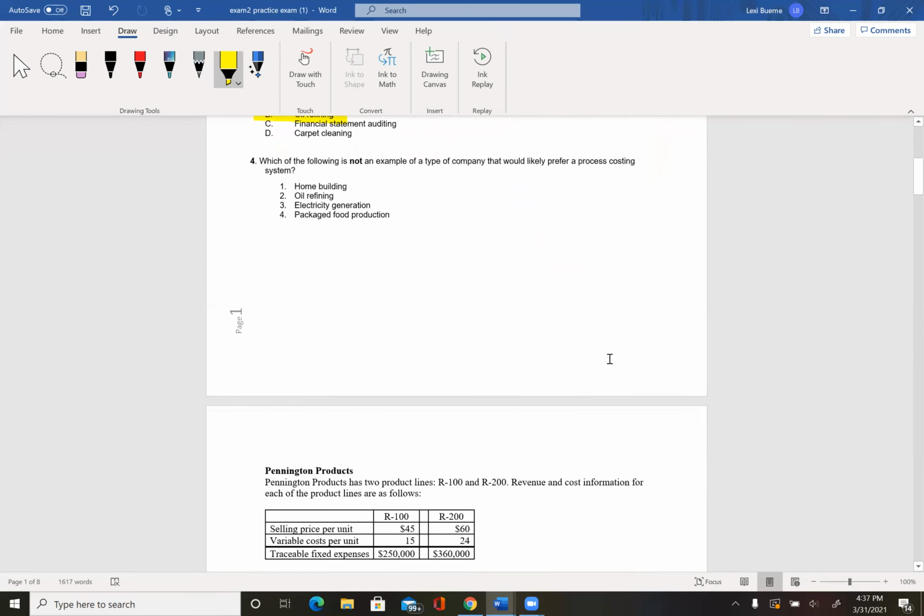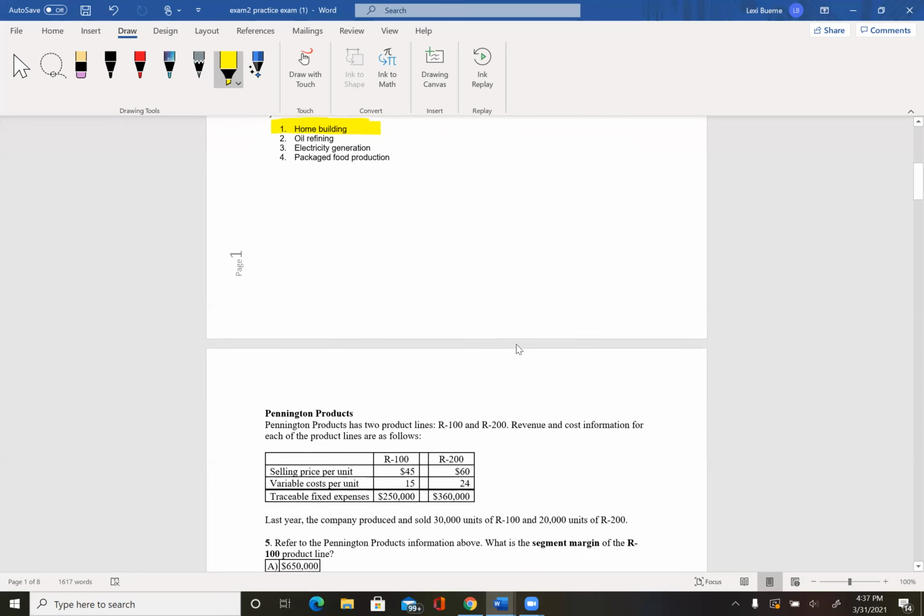And then for 4, which of the following is not an example of a type of company that would likely prefer a process costing system? That's going to be home building. So for home building, that's not going to be process costing. That's going to be more job costing because it's going to be specific to that home, not something that's going to be continuous in a big mass production project.